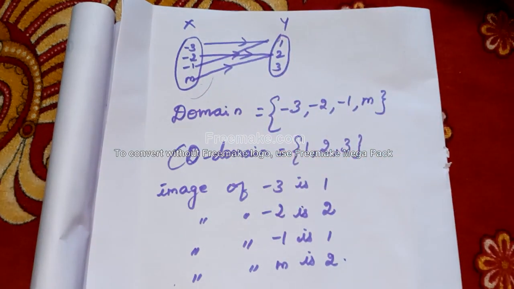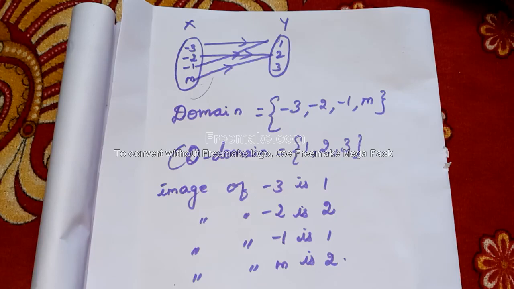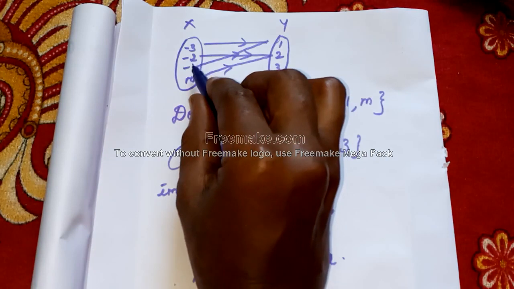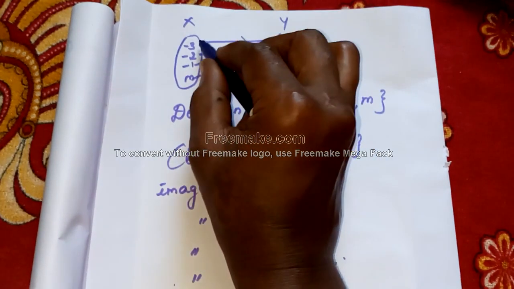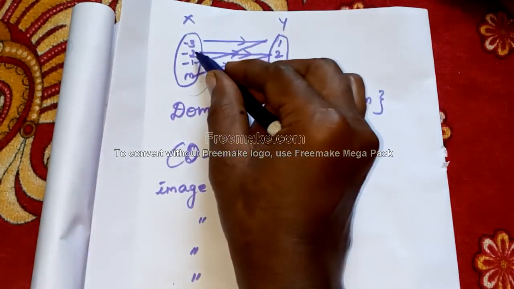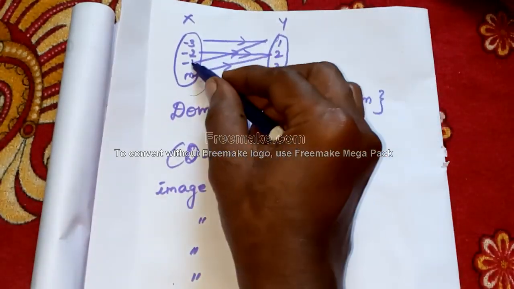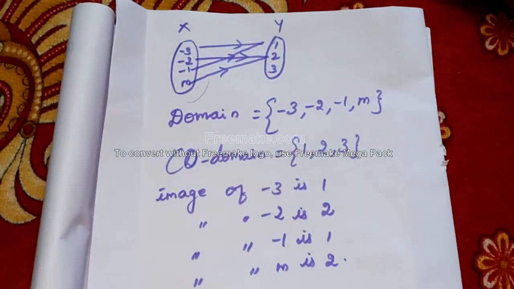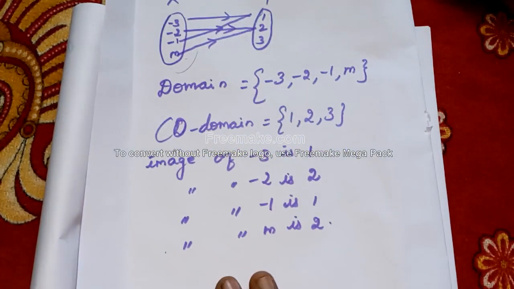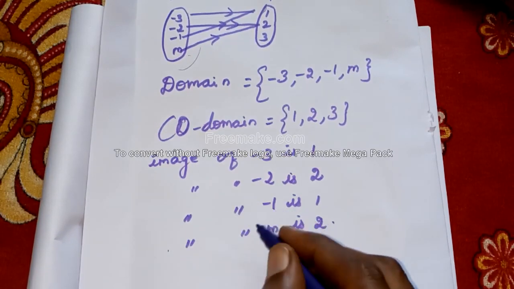So we can say it is a function. That also every element having a unique image. Here also -3 having an image 1. Next -2 having an image 2. -1 having an image 1. m having an image 2. So we can say it is a function. Okay. So it is a function.